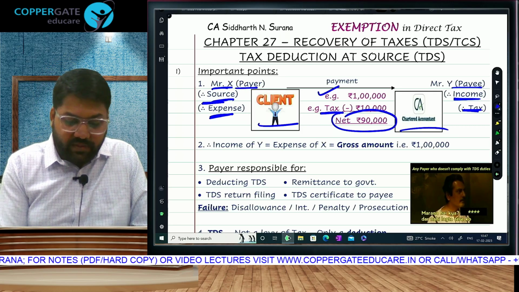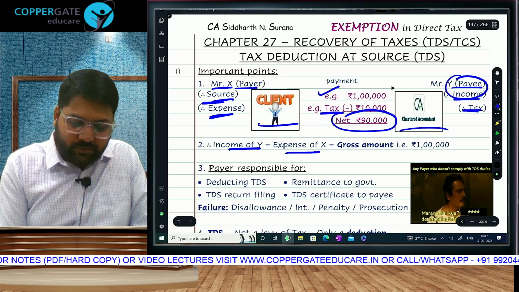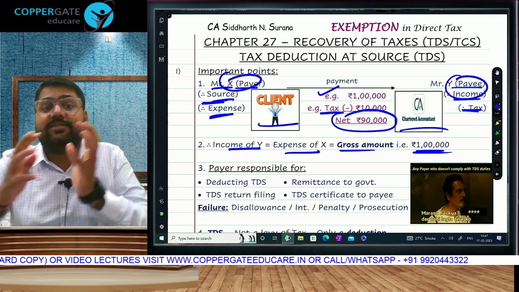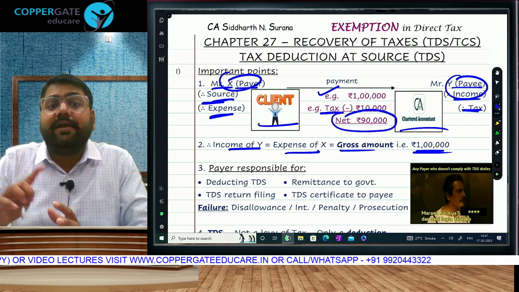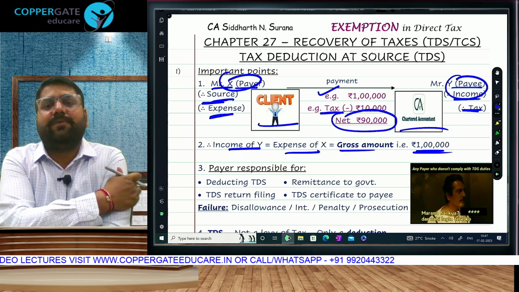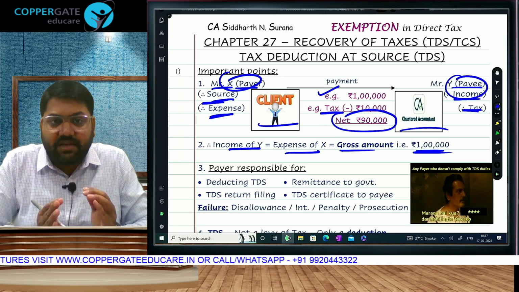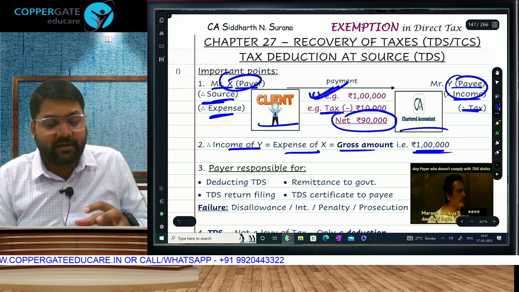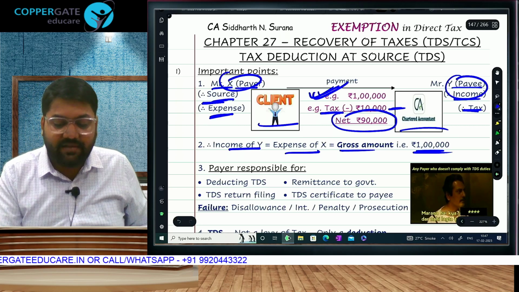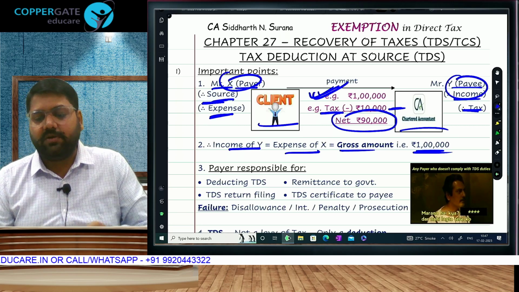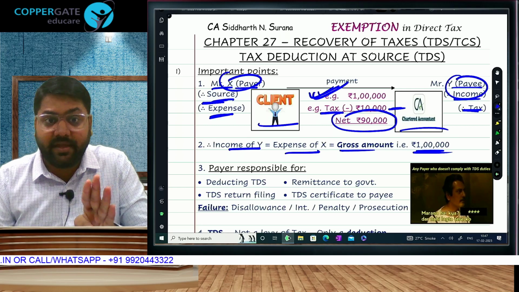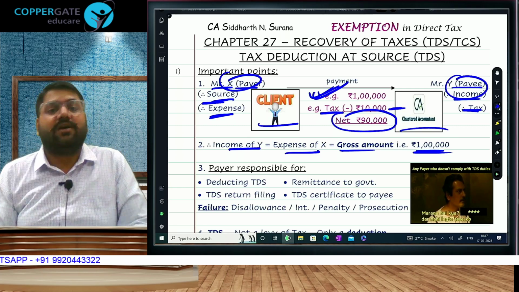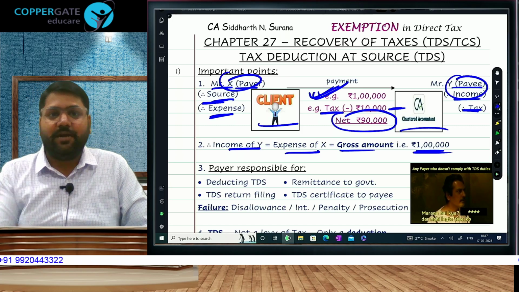However, the income of the payee or the expense of the payer will remain the gross amount, that is rupees 1 lakh. It is as good as we have paid full 1 lakh, and a credit of 10,000 will be given to the payee in his assessment. So when Mr. Y calculates his total income, he will include 1 lakh in total income, and against his tax liability he will adjust 10,000 rupees. Or simply put, you can say that Mr. X is paying 1 lakh to Mr. Y only, 90,000 in cash and 10,000 to the government on behalf of the payee, so that the payee can later take credit.